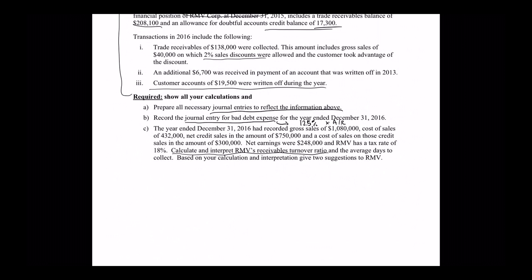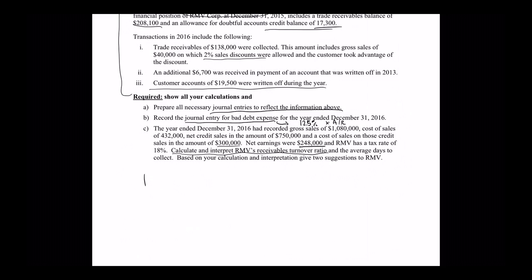And finally, let's look at required C. The year ended December 31st, 2016 had recorded gross sales of $1,080,000, cost of sales of $432,000, and net credit sales of $750,000, with cost of sales on those sales in the amount of $300,000. Net earnings were $248,000, and RMV has a tax rate of 18%. Calculate and interpret RMV's receivables turnover ratio and the average days to collect. Based on your calculation and interpretation, give two suggestions to RMV.